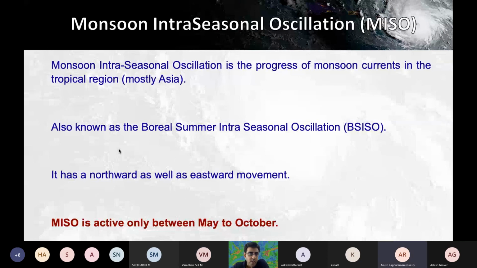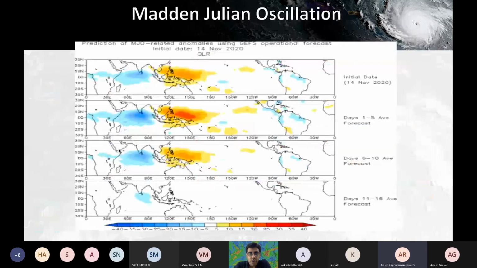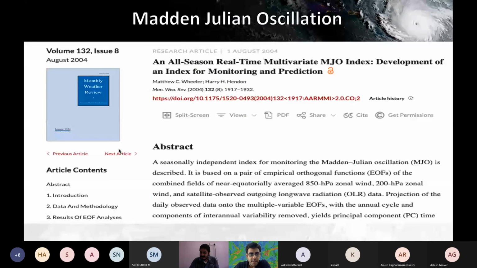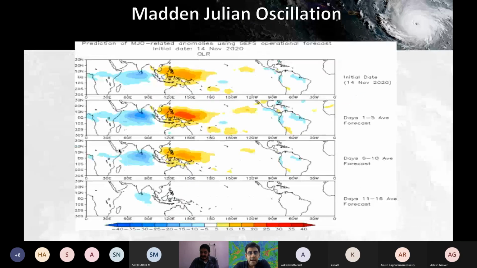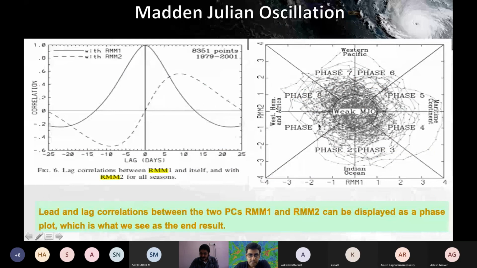Sir, can we students predict the MJO model? Can we draw our own model on this, or does it need specialization? No, if you want to track your own MJO, then you have to read this paper completely, and you have to write your own code, which is this empirical orthogonal function, which takes this data. Then you can actually produce these kinds of charts.